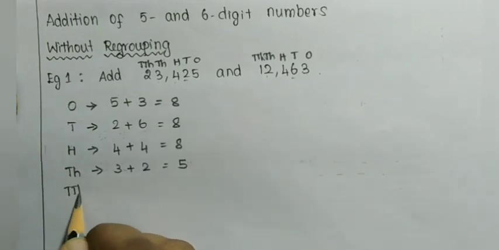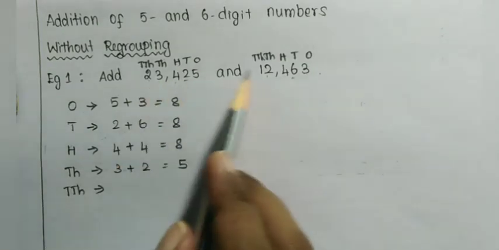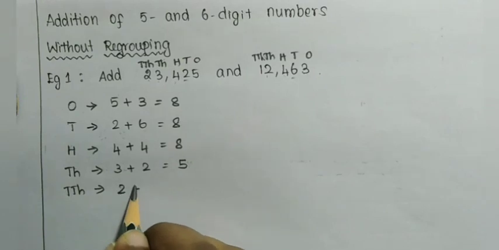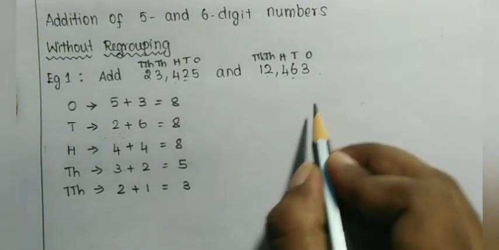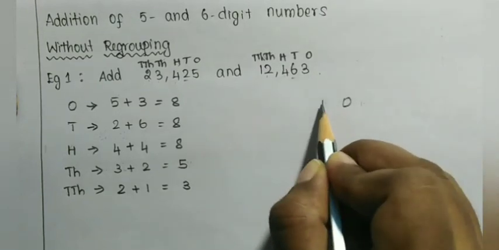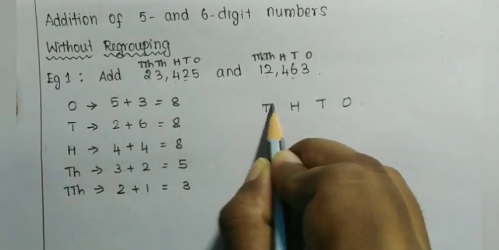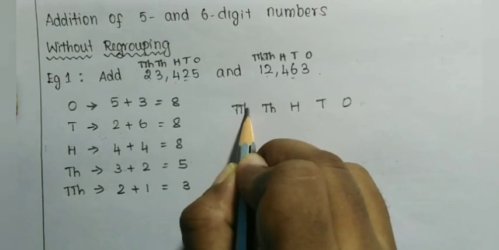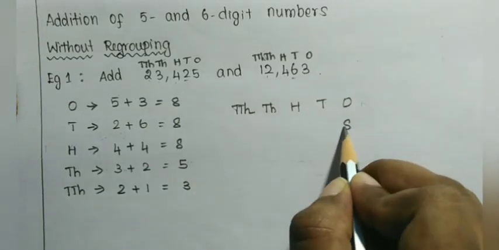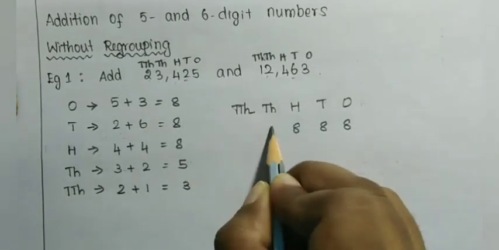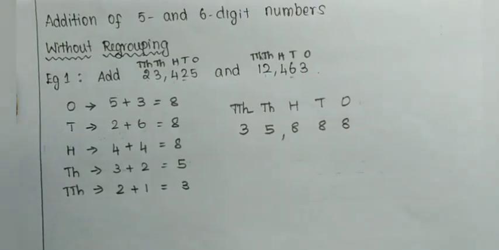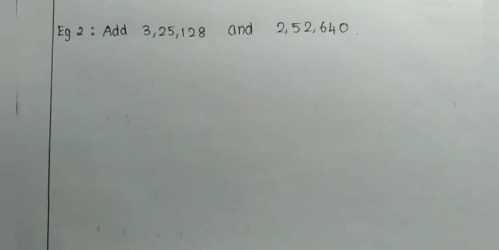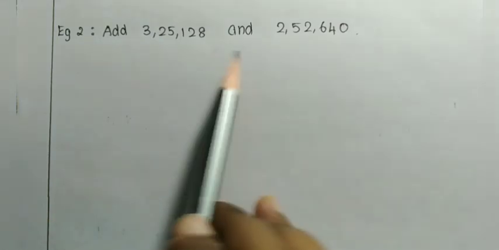In 10,000s position you have 2 and 1. So, 2 plus 1 is equal to 3. Now, write the place values. Ones, tens, hundreds, thousands, 10,000s and write accordingly. So, 8, 8, 8, 5, 3. The answer is 35,888. Now, let's go to the second method.